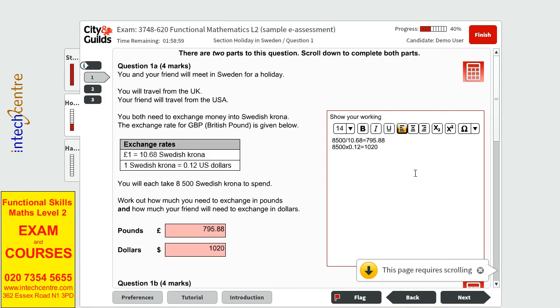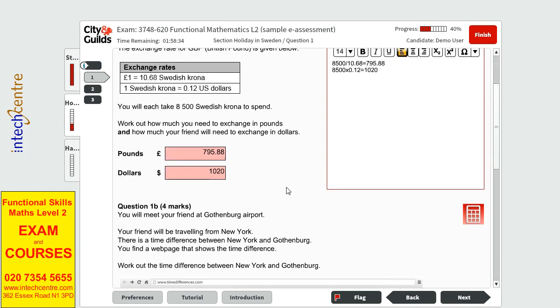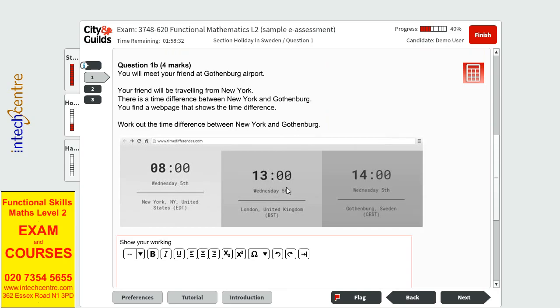As 1 pound gives you 10.68 Swedish krona, we had to divide the Swedish krona by 10.68. So we divided the Swedish krona itself by how much it represents in pounds to find out how many hundreds of pounds that would be. Alright, so with this we are done. We can move on to the next question.